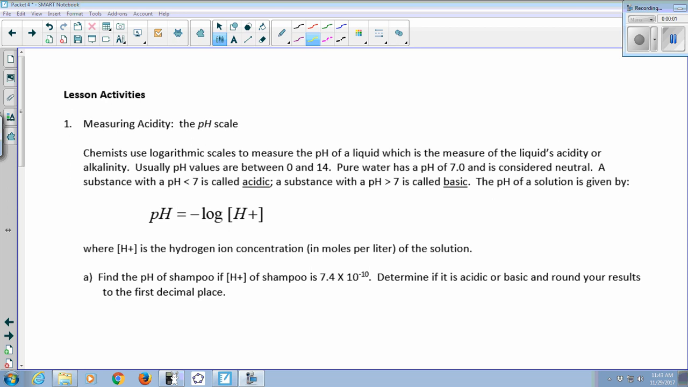To the lesson 33 activities. We're going to use another log scale to talk about pH, measuring the acidity of a liquid.